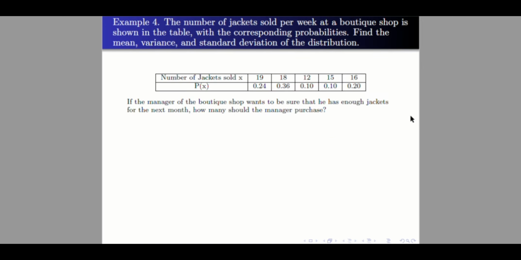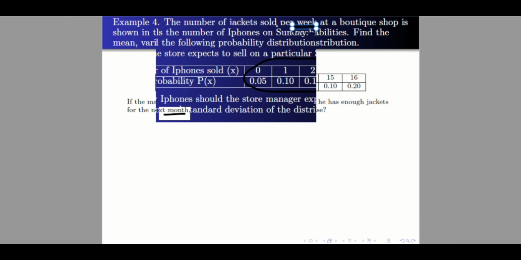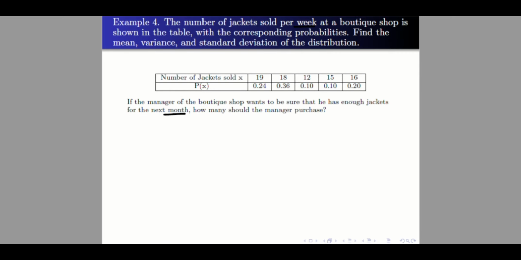Example 4. The number of jackets sold per week at a boutique shop is shown in the table with the corresponding probabilities. Find the mean, variance, and standard deviation. If the manager of the boutique shop wants to be sure that he has enough jackets for the next month, how many should the manager expect to sell? Take note, this is per week. The table is per week. And we need to find for the whole month, for the next month. So this is for the expected value or expected outcome.